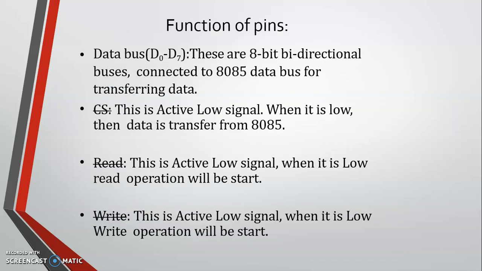Then we focus on the functioning of the main pins of 8255. The first pin is the data bus, D0 to D7. These are 8-bit bidirectional buses to connect the microprocessor for data transferring. Then the next pins are chip select, read and write. All three are active low pins. The chip select pin is to enable or disable the 8255, the read signal is for the read operation and the write signal for the write operation.